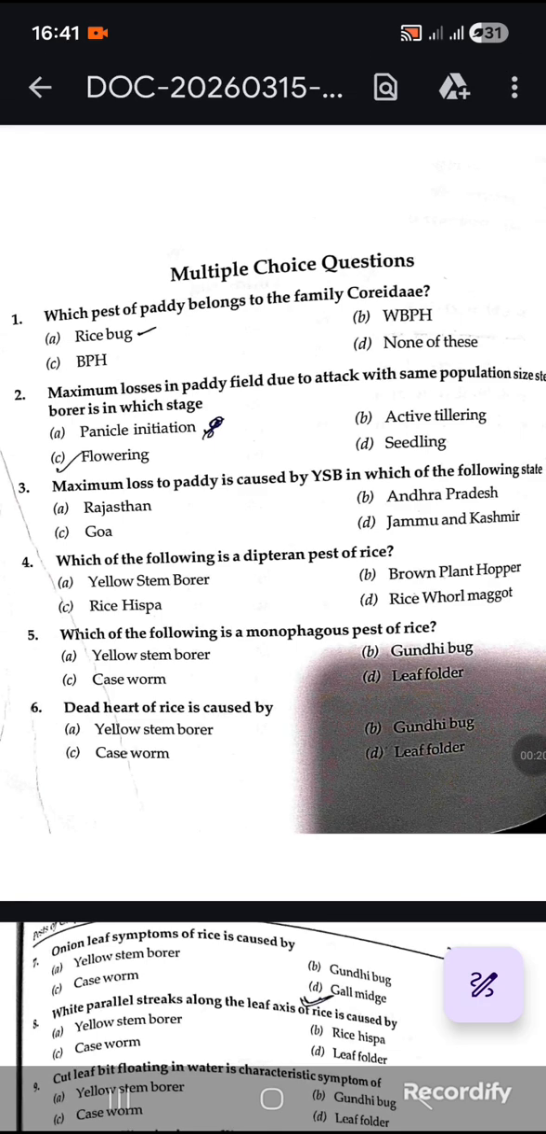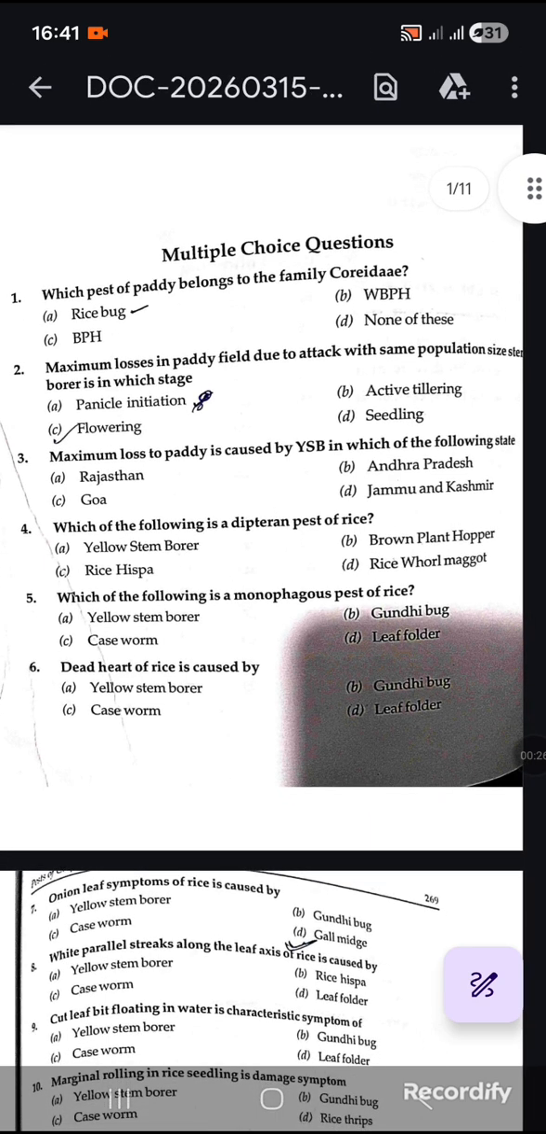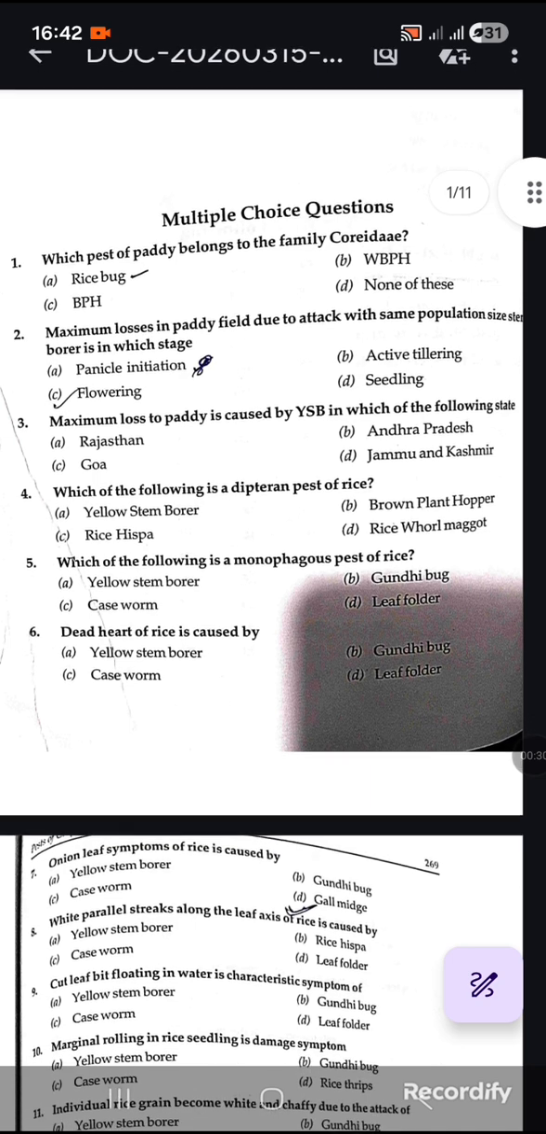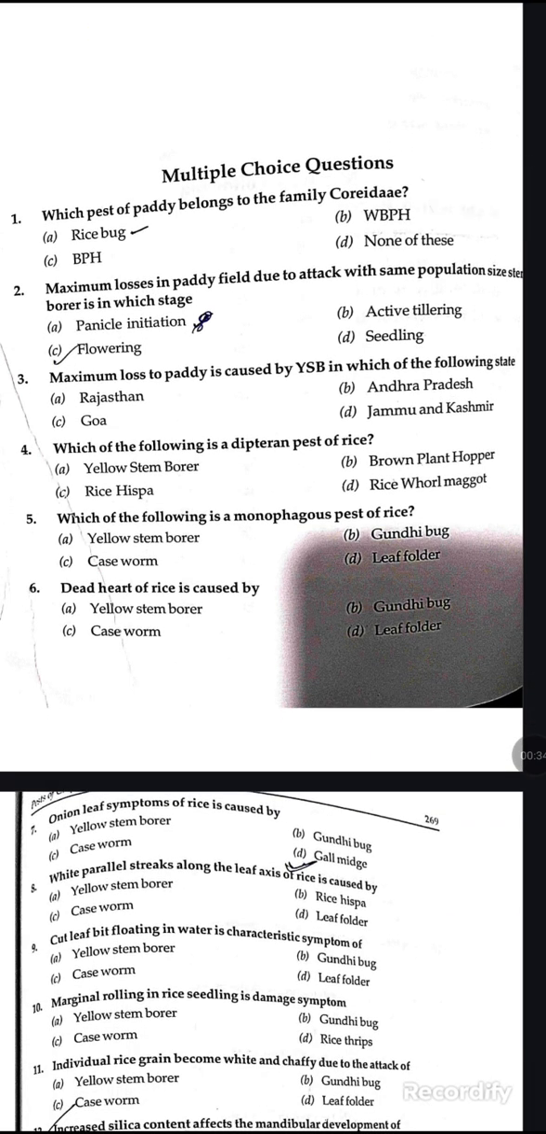Which pest of paddy belongs to the family Coreidae? It is rice bug. Maximum losses in paddy field due to attack with same population size of stem borer occur in which stage? It is the flowering stage. Maximum loss to paddy is caused by yellow stem borer in which state? It is Andhra Pradesh.